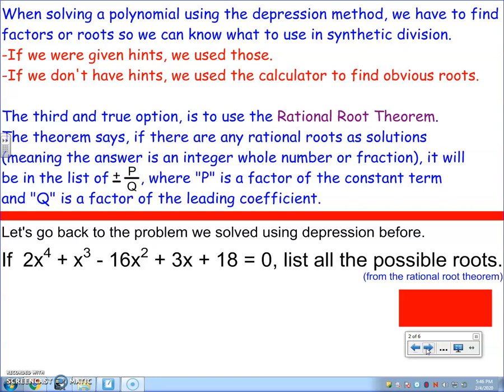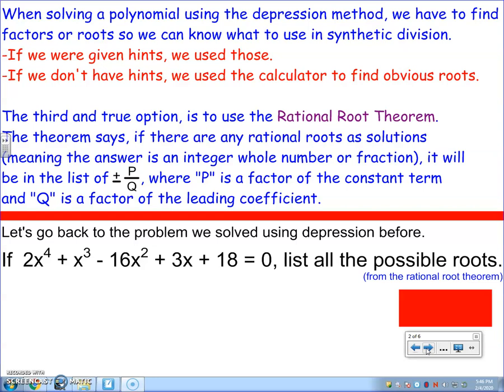So when solving a polynomial using the depression method, we had to find the factors or roots so we can know what to use while doing synthetic division. Sometimes we were given hints, which we used, and if we didn't have hints, we had to use a calculator to find the obvious roots, which is still the fastest way. But the third and true option is to use the rational root theorem.